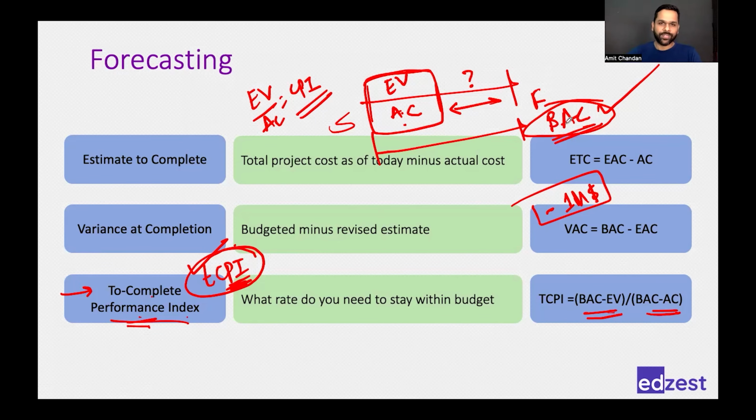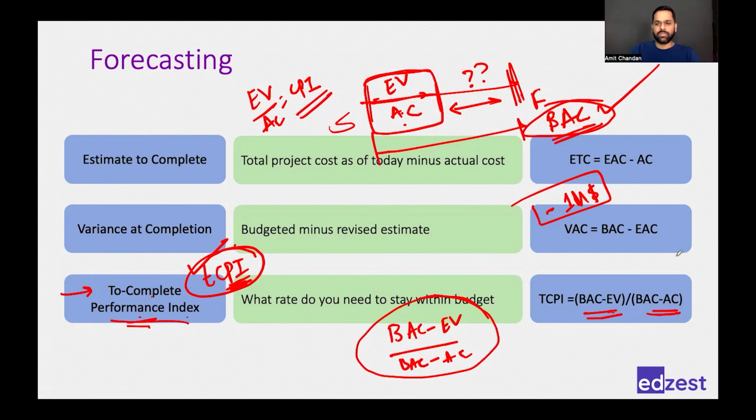Same geometry, right? Take the full, subtract what you know, you will get the remaining. So what are you doing? You are saying BAC minus EV, over BAC minus AC. That's what this formula is. That is your TCPI. TCPI is the cost performance index you need to complete within the initial budget. Just for understanding, it does not help in any other way. Okay, just for understanding so that they can take a decision.